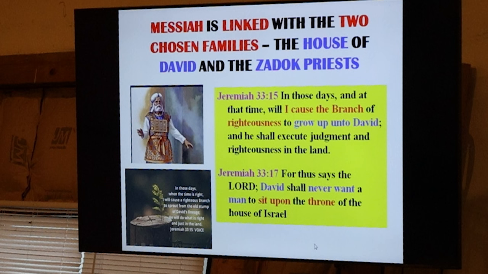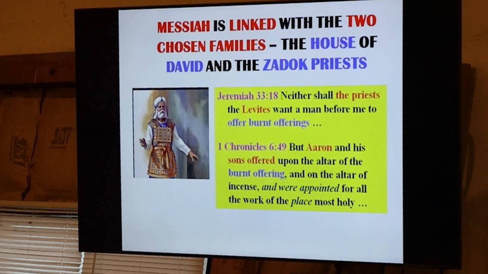So now, in Jeremiah 33:15, it says, I'm going to cause the Branch of righteousness to grow up out of David, and David will never want a man to sit upon the throne of the house. So there's a special prophecy that was given to the house of David. But we kind of missed this one: neither shall the priests, the Levites, want a man before me to offer burnt offerings. Aaron and his sons offered the burnt offerings, so this comes from Aaron and his sons.